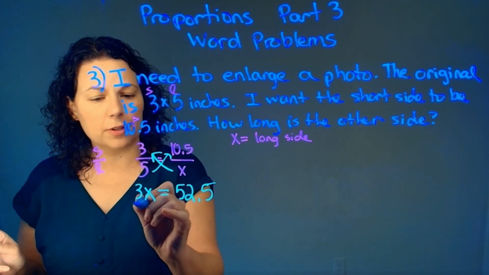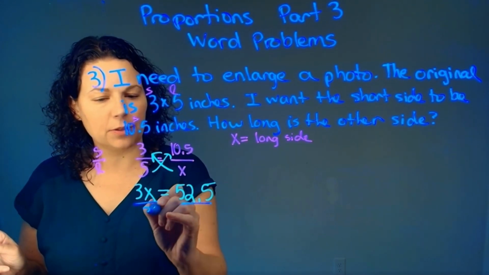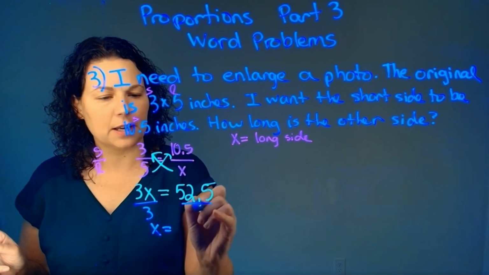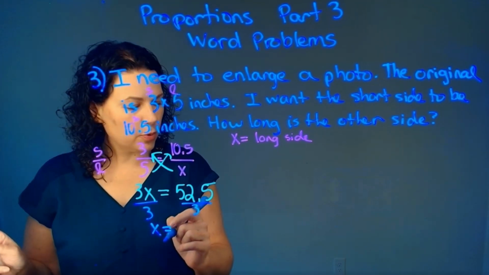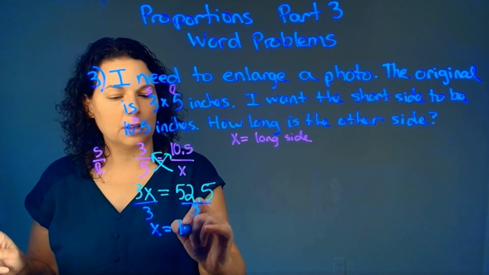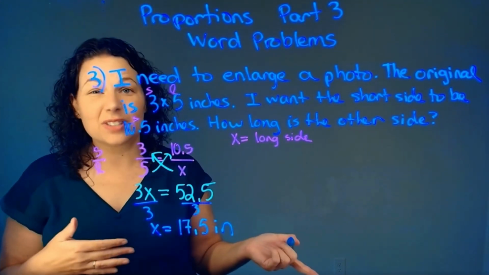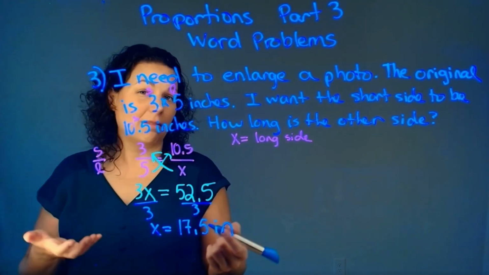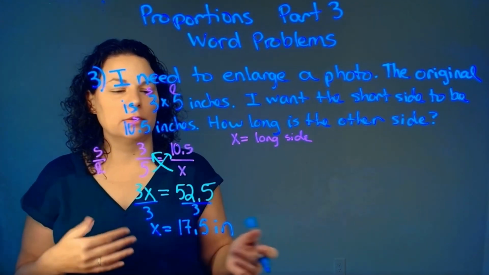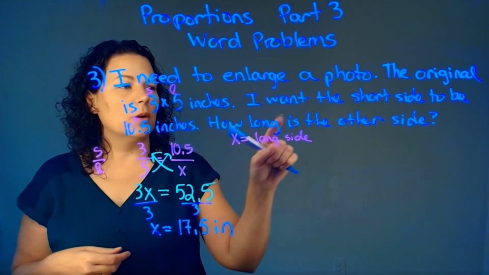And then to solve this, we have to divide both sides by 3 to get the x by itself. 52.5 divided by 3 is going to give me 17.5 inches. Again, I just use a calculator, but if your teacher is not allowing you to use a calculator, do long division. So how long was the other side?